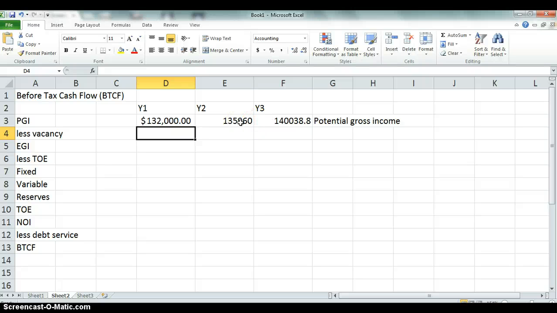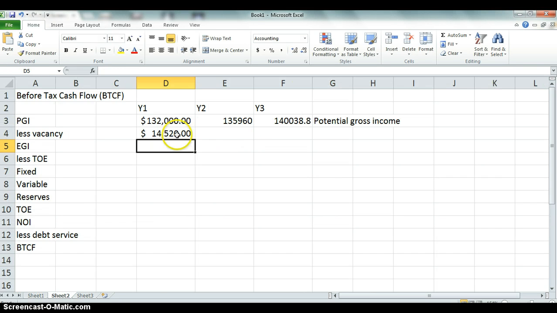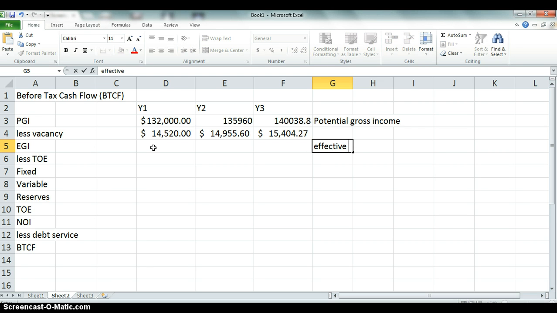Now we will calculate our vacancy, which is equal to the potential gross income times our vacancy rate. We drag this down, securing first that piece of information. Now for our effective gross income, we have potential gross income minus vacancy.